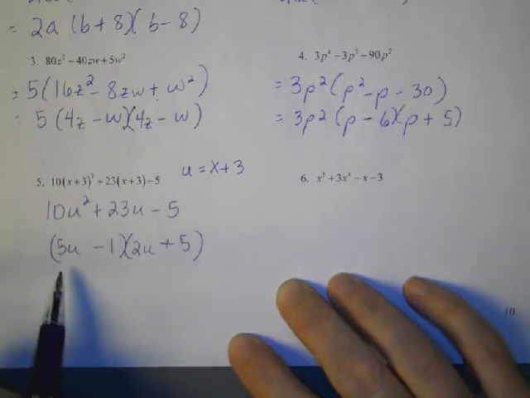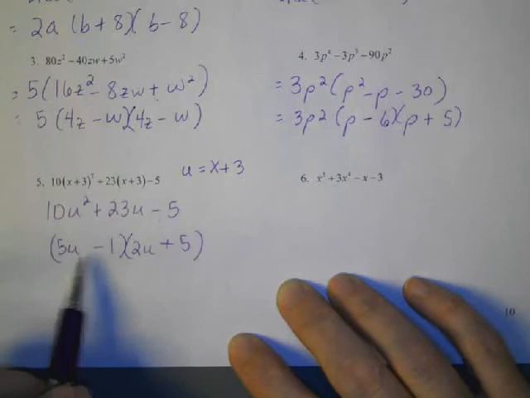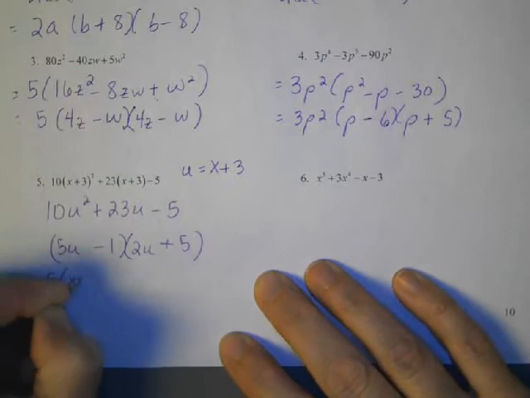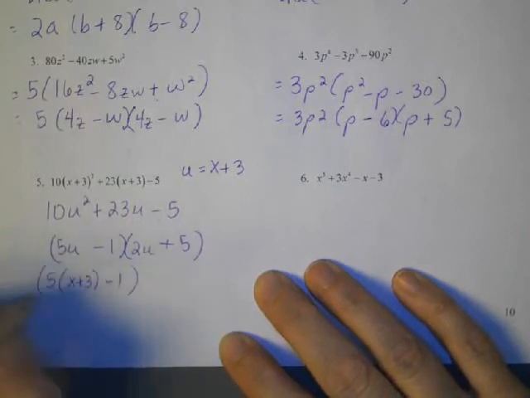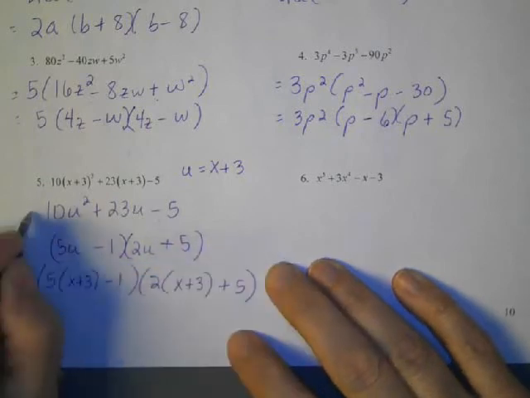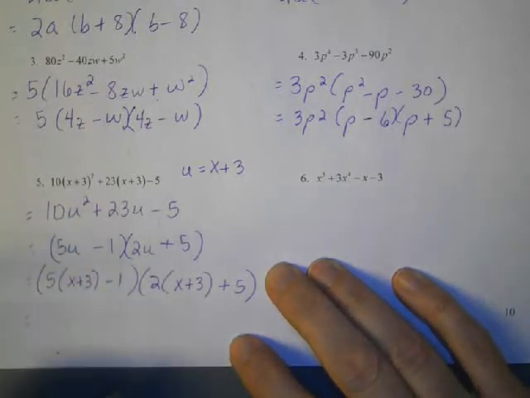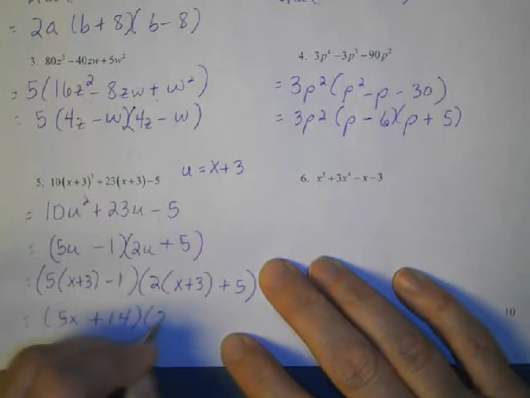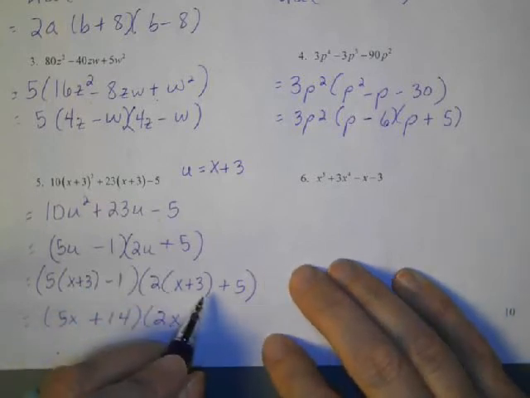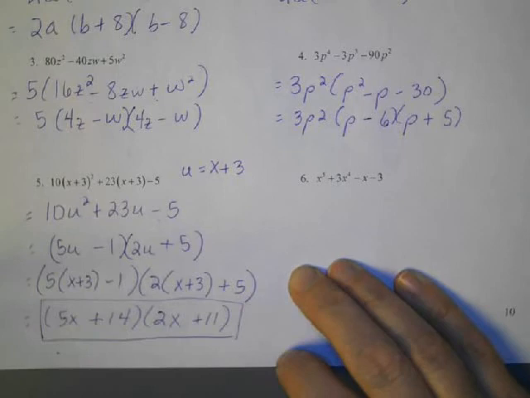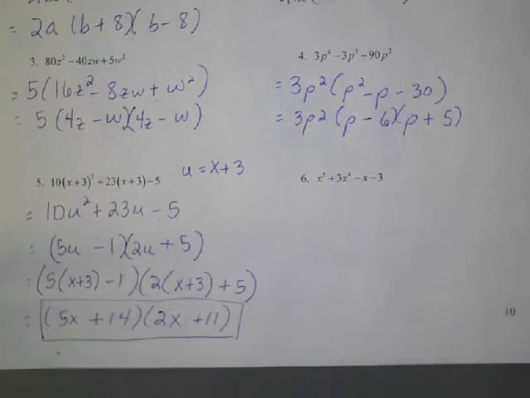Now I can't box out this answer and say I'm done because I still have u. I must go back and put in x plus 3. So I'm going to distribute and simplify and be finished. 5x. 5 times 3 is 15, minus 1 is 14. 2x. 2 times 3 is 6, plus 5 is 11. And there is my final factored answer.